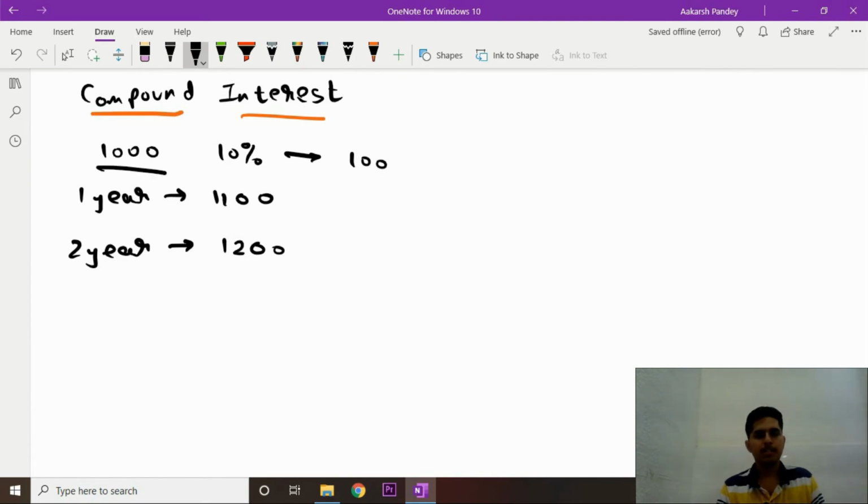So my principal was $1,000. If I keep it for 1 year, I am supposed to get $1,100. If I keep it for 2 years, I am liable to get 1,200. If I keep it for 3 years, I'll get 1,300 and so on.